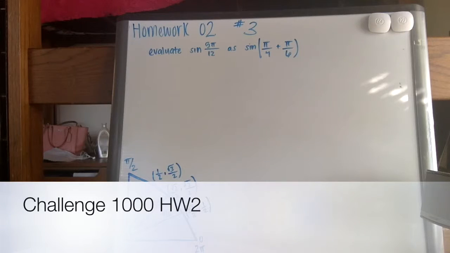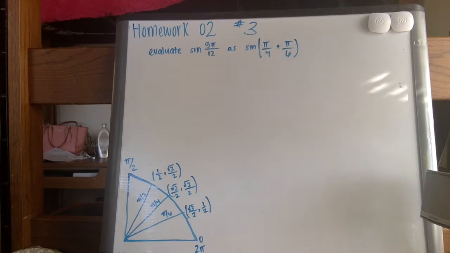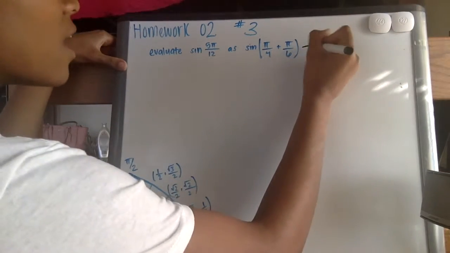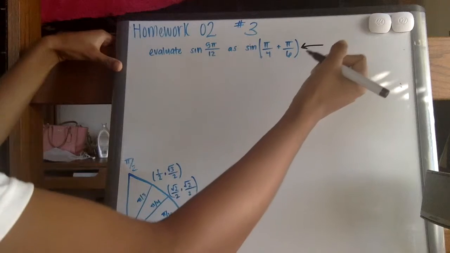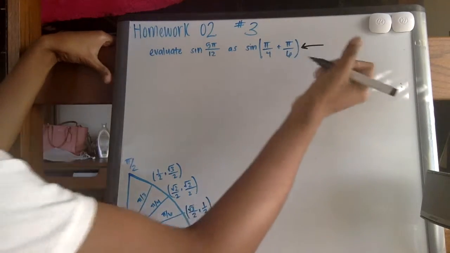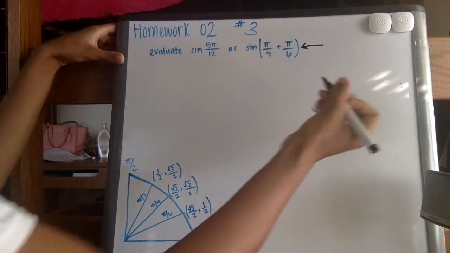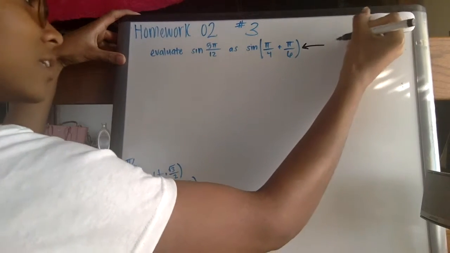This next problem we're about to do is homework number 3, and our problem is to evaluate sine 5π/12 as sine π/4 plus π/6. And using π/4 plus π/6, that right there is telling us to use our angle sum or difference identity, and because we're adding, it's obviously going to be an angle sum identity. And that's one of our trig identities.